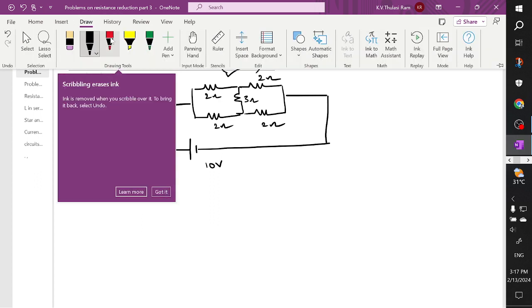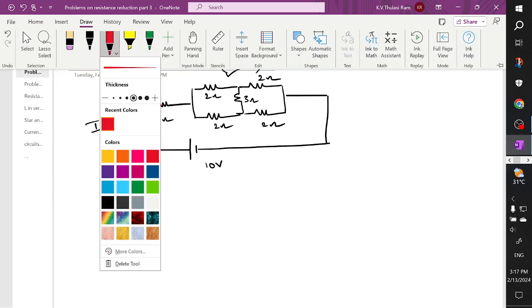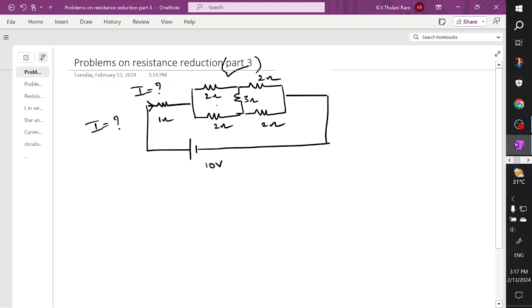Let's try to understand. So here we go. You can see this is node 1, this is node 2 and this is node 3, and we are given that this is A, this is B, this is C, this is D, and this is E. So A, B, D are connected in delta form.